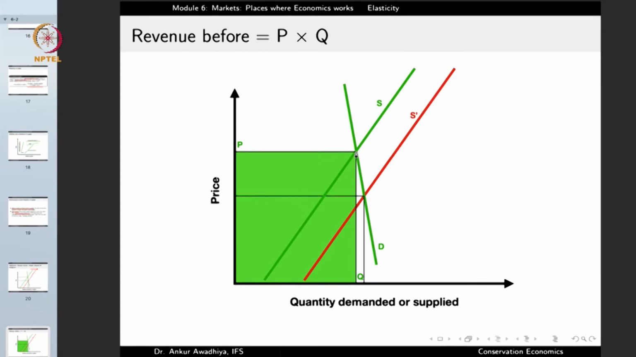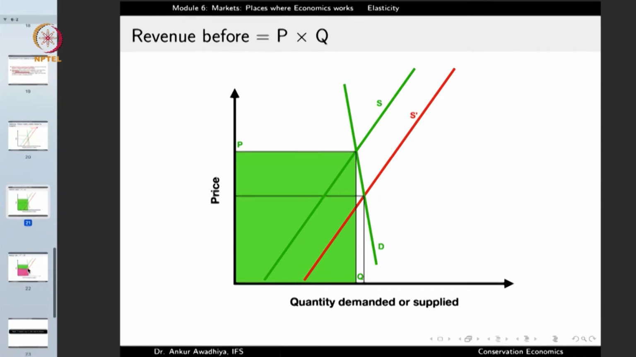So from this point we can get the price that was there, from this point we can get the earlier equilibrium quantity, and multiplication of both of these will give you the revenue that was there beforehand. Now because of the bumper harvest, the equilibrium is here. So the new price is this much. The new quantity is given by this line that touches the quantity curve at this point. So the new revenue is equal to this P prime multiplied by Q prime. So this is the new revenue.